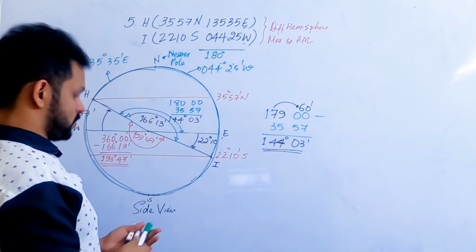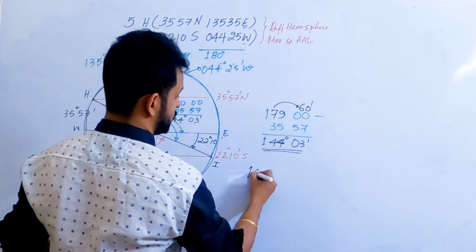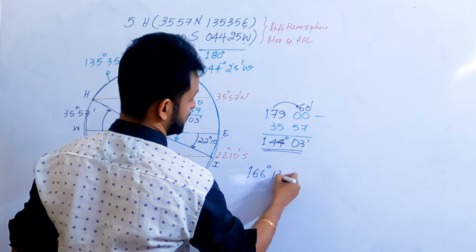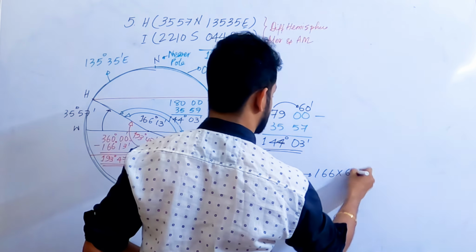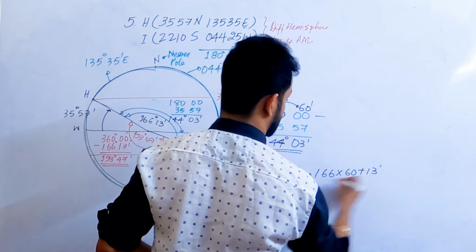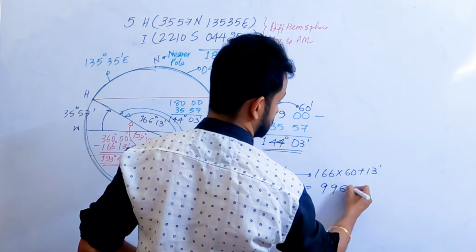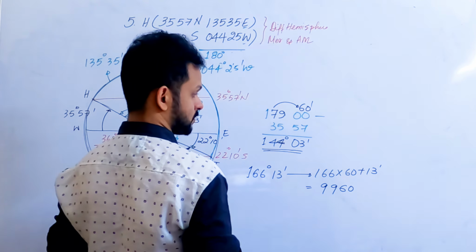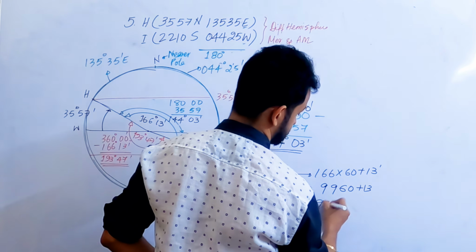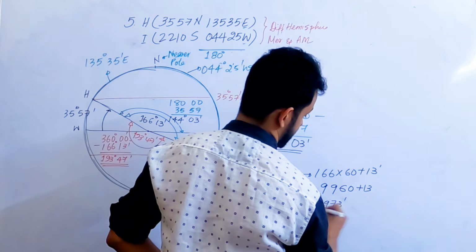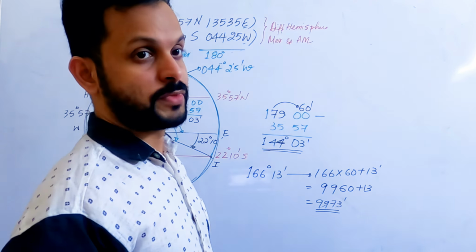Alright. So we are looking at an angular change of 166 degrees 13 minutes. How will you convert that to minutes? 166 times 60 plus 13 minutes. That will give me 9973 minutes.